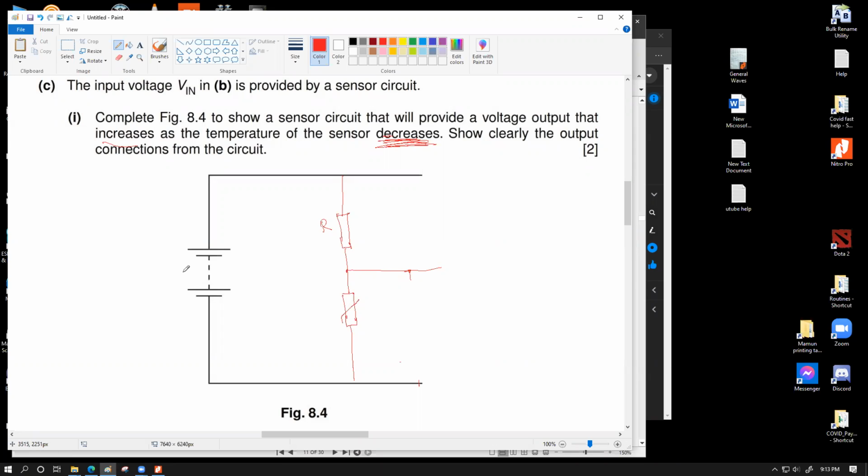Yes, sir. It means whenever this has a bigger fraction of the voltage, the parallel connection out of this part will also provide a bigger output voltage. Now my question says that we want to find a voltage output that increases as the sensor temperature decreases. So essentially in this part our voltage is increasing. So I'm going to label this as V out. That's basically it. I understand, sir, thank you. Sure.